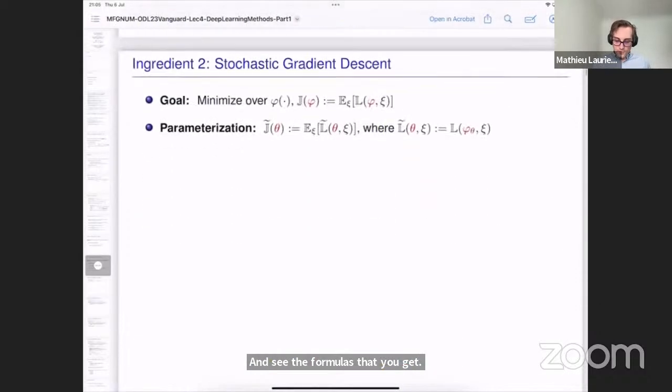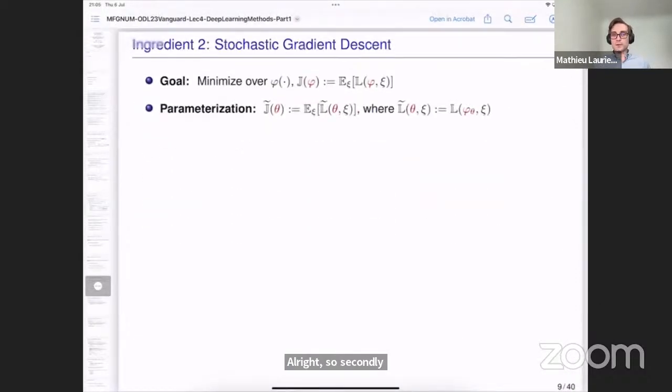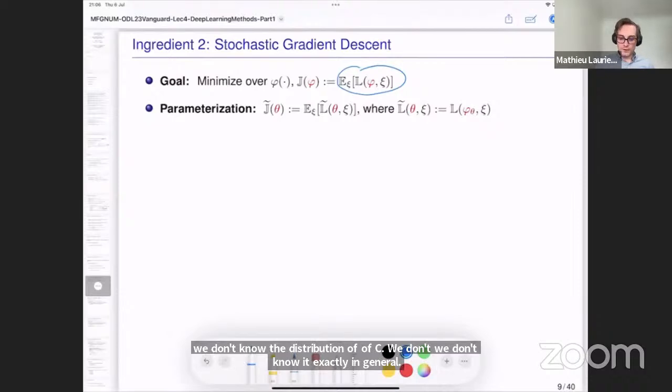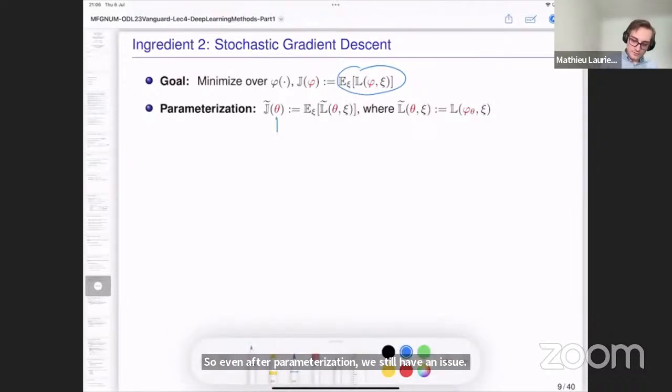All right, so second ingredient, stochastic gradient descent. I come back to the motivation. Imagine you want to minimize a loss function, which is a function of phi. But this loss function is defined through an expectation, and we don't know the distribution of xi, not exactly in general. So even after parameterization, we still have an issue. Parameterization helps us to have a loss function which is a function of theta, and then we minimize over theta instead of minimizing over all functions, but we still face this issue.